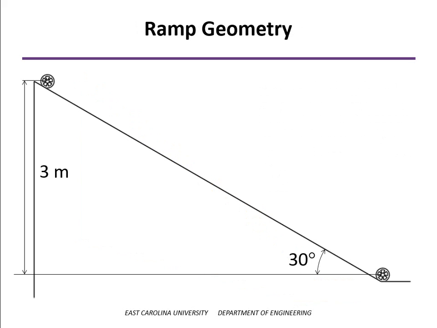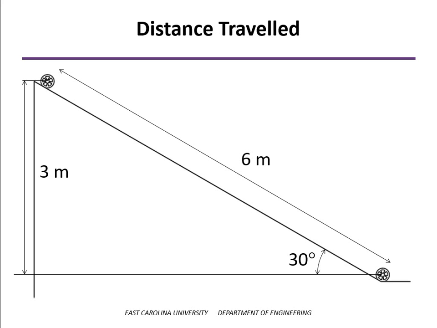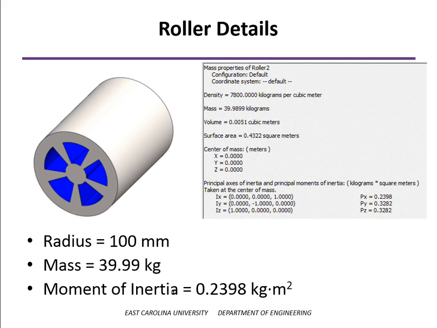We need to know something about the ramp geometry. The ramp angle is 30 degrees, and when we go from the upper position to where we contact with the flat part at the bottom, that's going to be a height difference of 3 meters. And so because of the 30-degree angle, we can calculate that the distance that is going to be traveled by the center of mass of the roller is going to be 6 meters exactly.